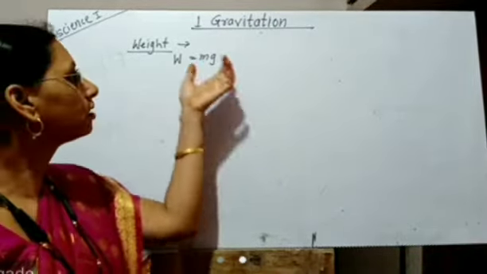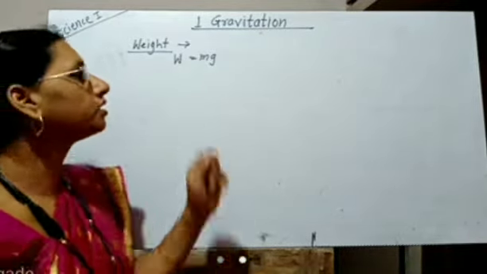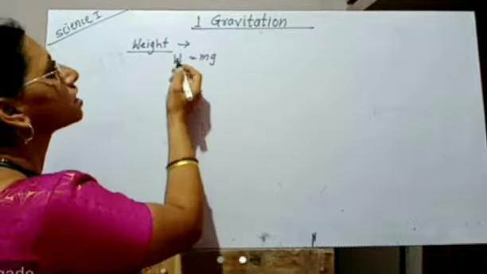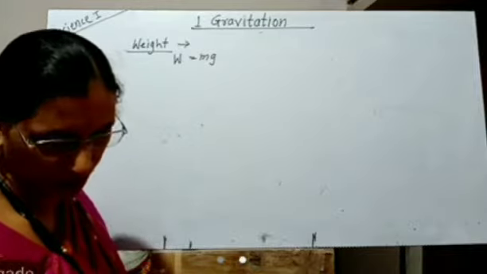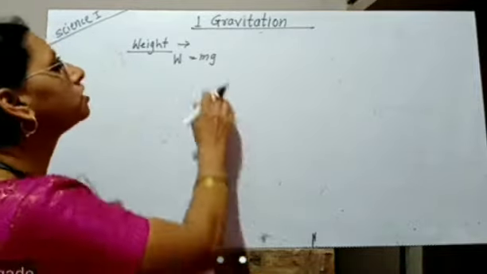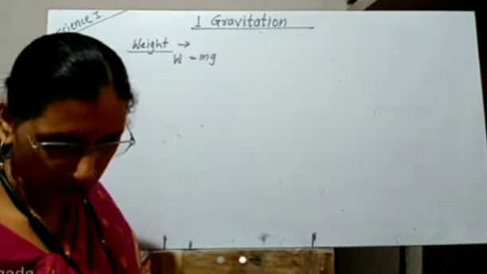Weight is a vector quantity. It can change with the value of g. The SI unit of weight is Newton, the CGS unit is dyne, and it changes from place to place due to the variation in the value of g.